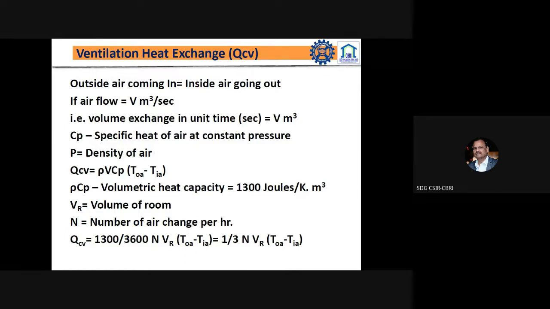So apart from conduction, there are some other things as well. That is the ventilation heat, which we also need to consider. I will not touch these equations, but in general, we can find that the ventilation exchange QCV is equal to 1/3 NV times delta T.